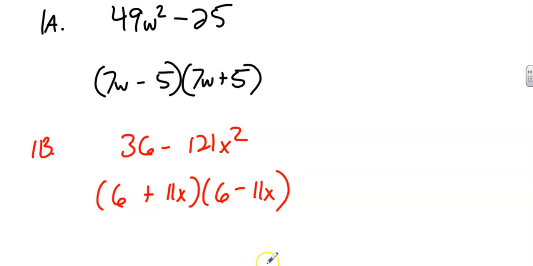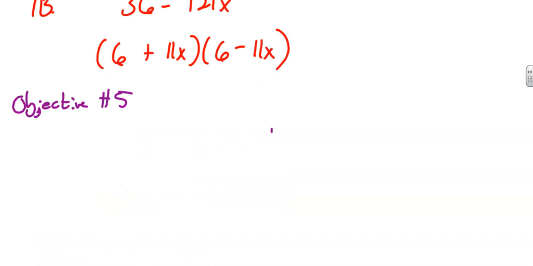Okay, and then the last objective that they give to you. Still doing perfect squares, so it's still on the same line, but they take this one an extra step. The biggest thing they're going to ask you to do on this one is you're still going to factor.